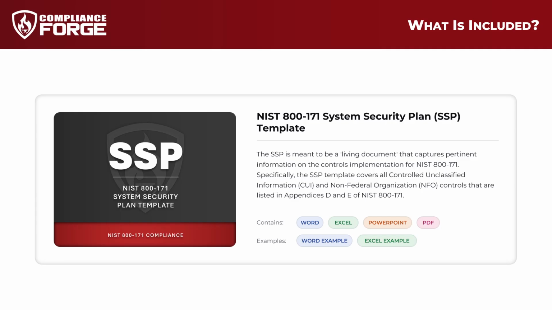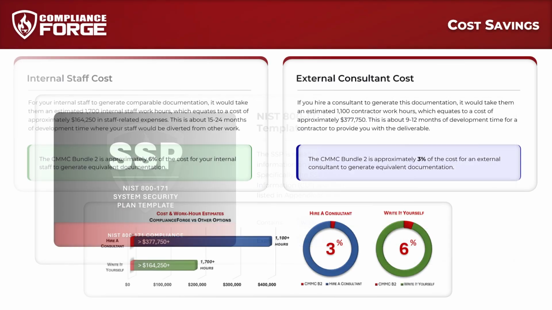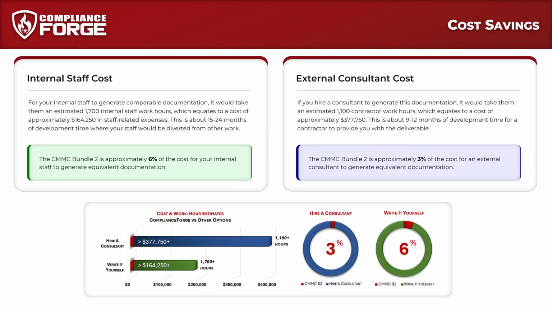And the fifth is the NIST 800-171 System Security Plan Template, the living document that captures pertinent information on controls implementation, covering all CUI and non-federal organization controls. Now compare that against the 2 alternatives for obtaining quality cybersecurity documentation.